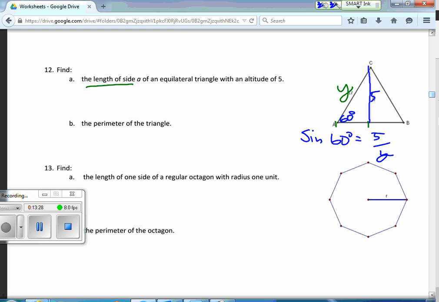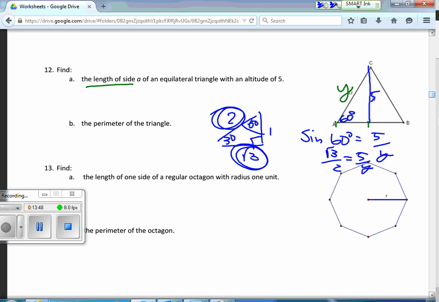You might be saying, how am I supposed to know what sine of 60 is without a calculator? Go off to your 30, 60, 90: 1, 2, square root of 3. And then sine is opposite over hypotenuse. From this angle's perspective, opposite over hypotenuse. Root 3 over 2 is what sine of 60 is. And that's equal to 5 over y. And then I just have to multiply both sides by y, and then get the y alone by clearing the fraction, then dividing by root 3. Again, you got to be able to handle little algebra things like this at the end.